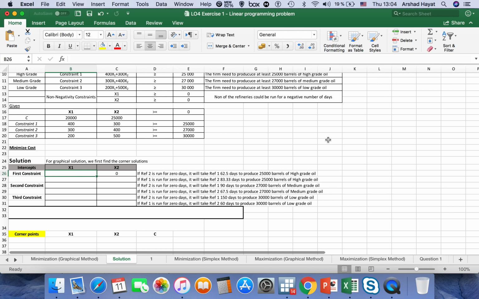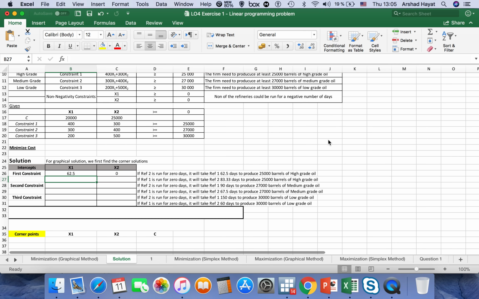So this is pretty simple. We want to produce 25,000 barrels of high-grade oil, and we want to produce it by running only refinery 1, which means that we can divide this by 400 because refinery 1 produces 400 in 1 day, and this would become 62.5. That means that if we run refinery 2 for 0 days, refinery 1 will be able to produce the required amount, which is 25,000, in 62.5 days.